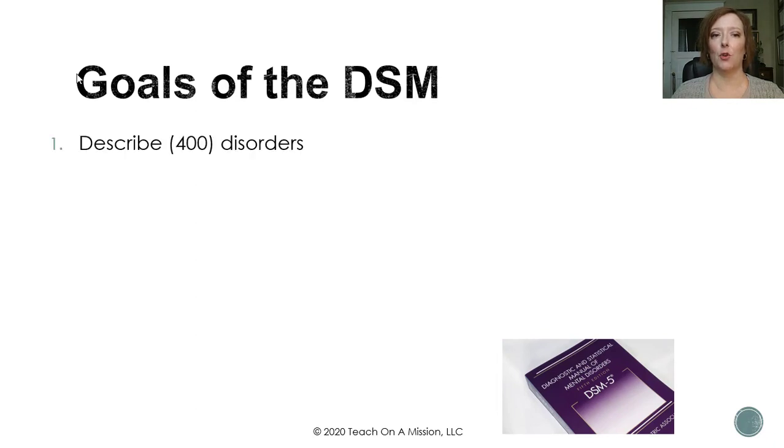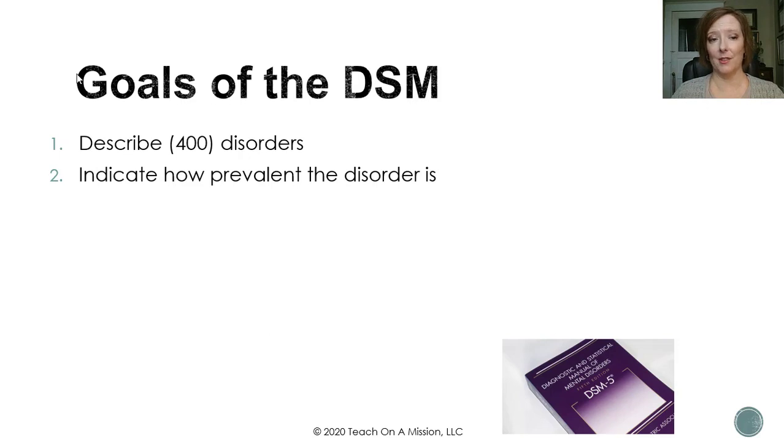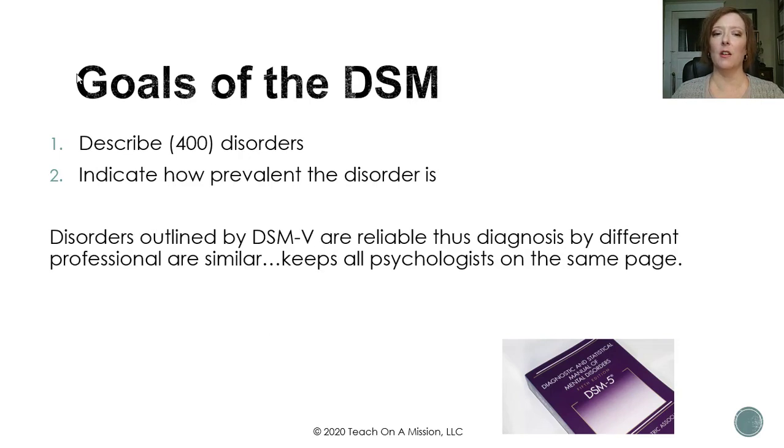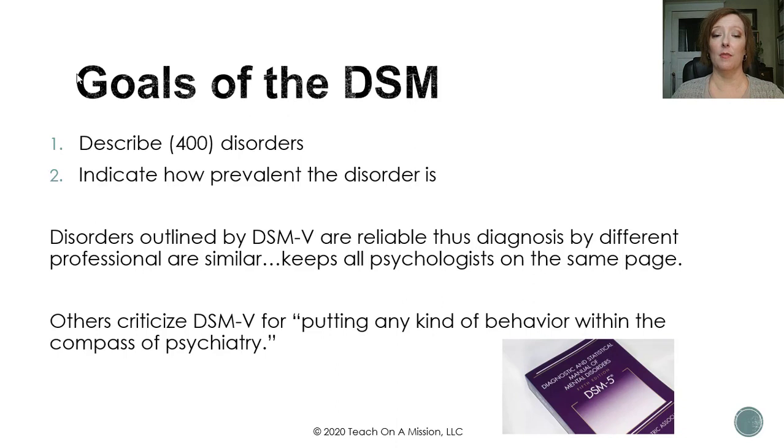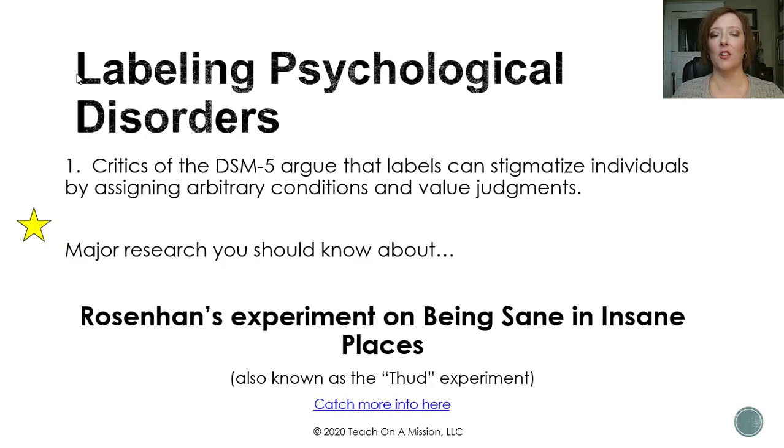The first one is to describe those 400 disorders, to indicate how prevalent the disorder is. And this is so that the disorders outlined by the DSM are reliable and diagnosed by different professionals in a similar way. It keeps all psychologists on the same page. It keeps the diagnostic criteria reliable. There is some criticism in the DSM-5 for putting any kind of behavior within the compass of psychiatry into a model of disorder. So now that brings us to labeling psychological disorders.